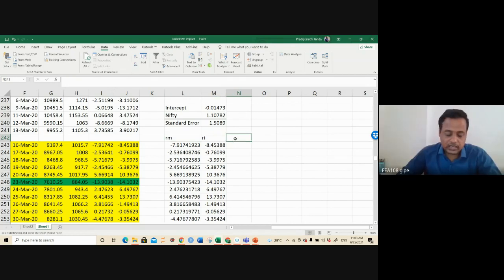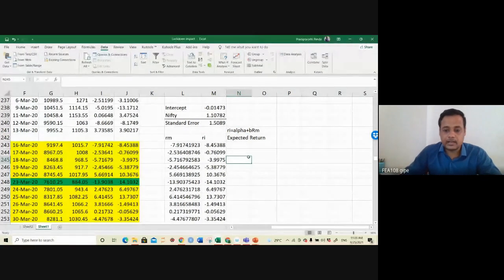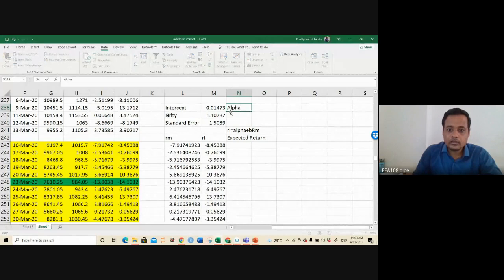Yeah. So the next step is that, using this alpha beta value, we want the expected return. We want to calculate the expected return of this event window. How will we calculate this expected return? Again, Ri equals alpha plus beta Rm. Now you use this alpha and beta value from here. This intercept is nothing but alpha. This Nifty coefficient is nothing but beta.